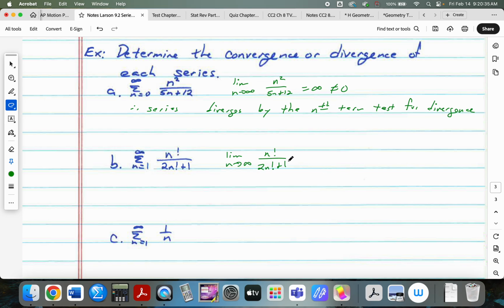But how much does this plus 1 matter as n goes to infinity? Not at all. So really, this is going to act like n factorial over 2n factorial. The n factorials will happily cancel each other out. This is equal to a half. That is also not equal to 0. So the series diverges by the nth term test for divergence.